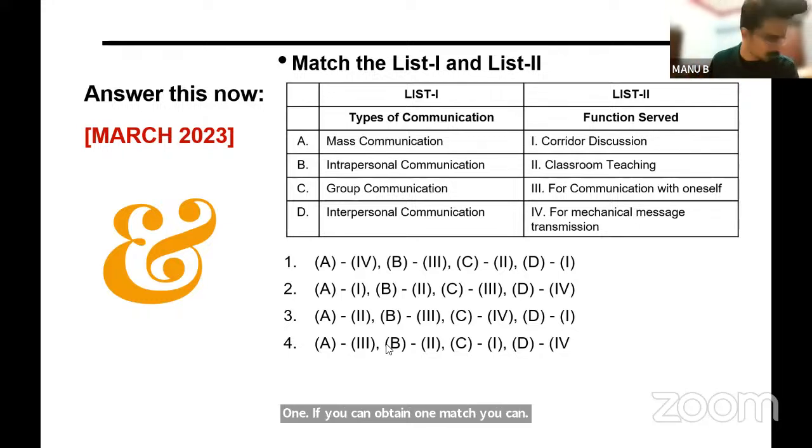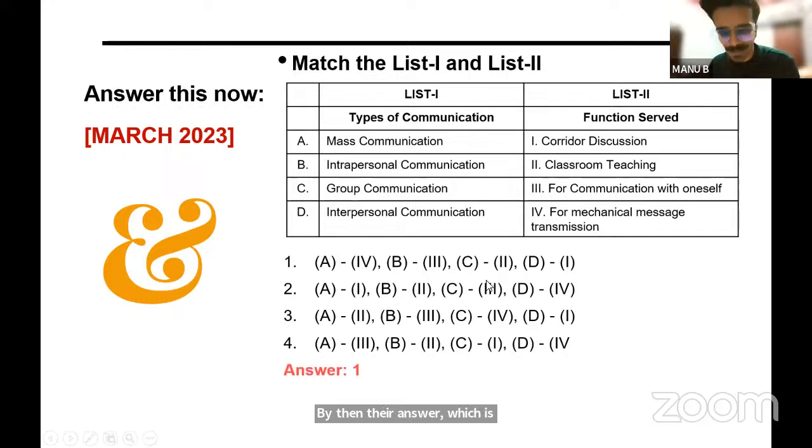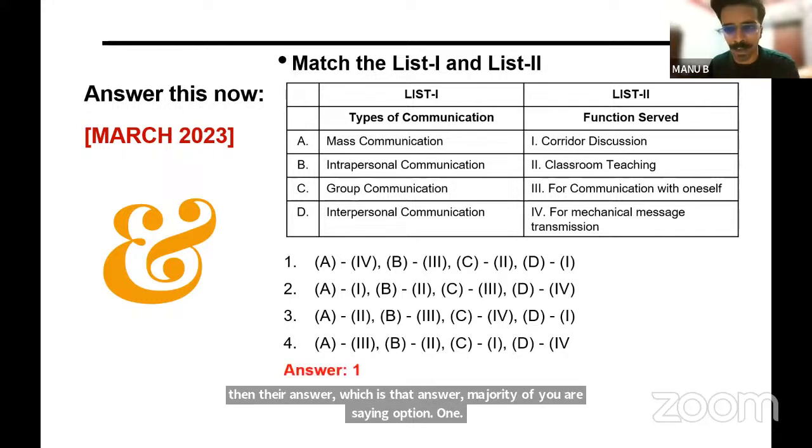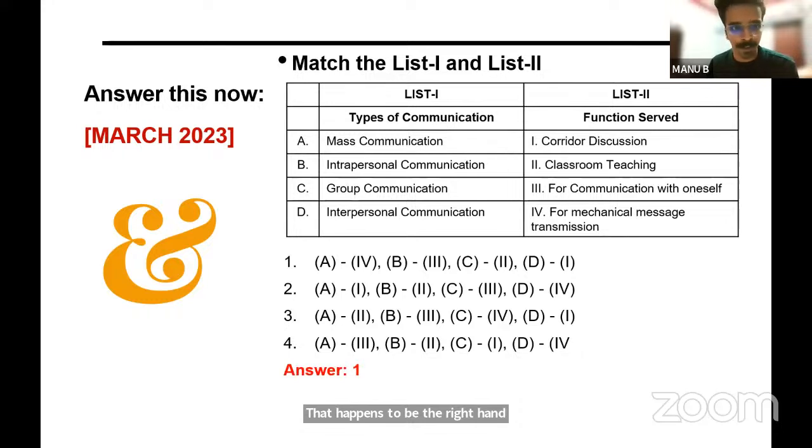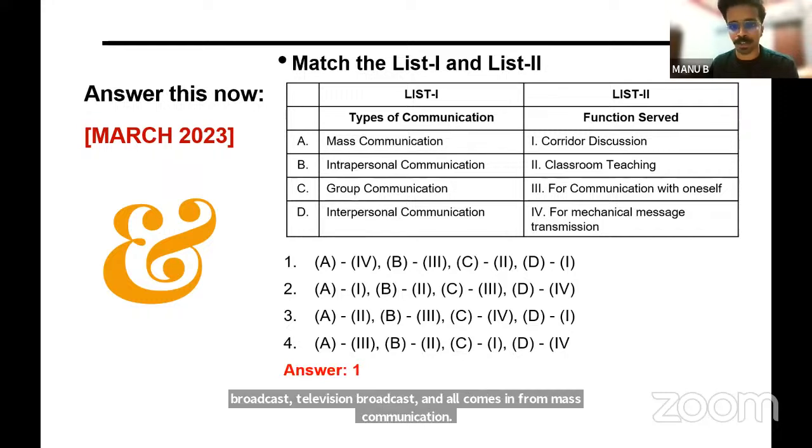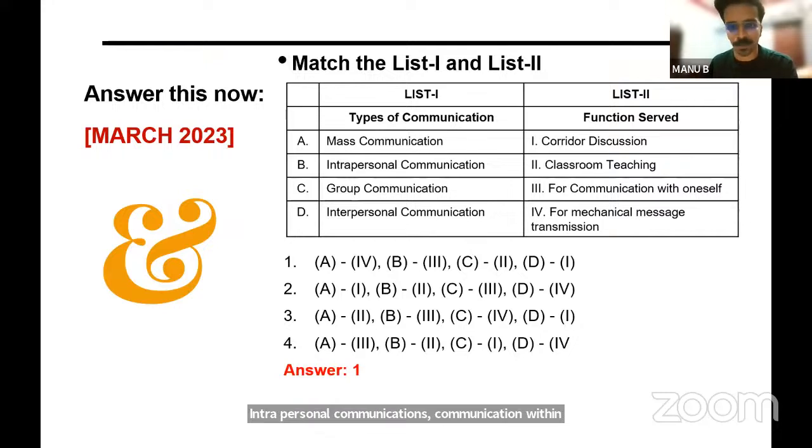Which is that answer? Majority of you are saying option one. That happens to be the right answer because mass communication is for the mechanical message transmission. Radio broadcast, television broadcast, and all come under mass communication. Intrapersonal communication is communication within oneself. Okay, so A4, B3.